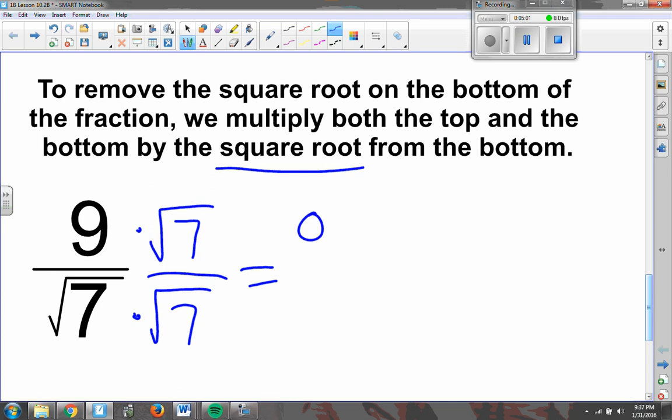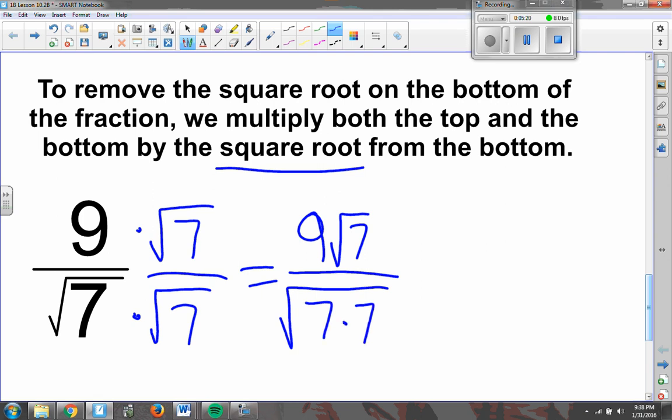I'm just moving that square root around a little bit. Now the top is going to become 9 square root of 7. I can't simplify the square root of 7 at all. The 9 doesn't go in there because it's not a square root, so I'll just leave it like that. The bottom now becomes the square root of 7 times the square root of 7. I'm going to put those together into one square root.